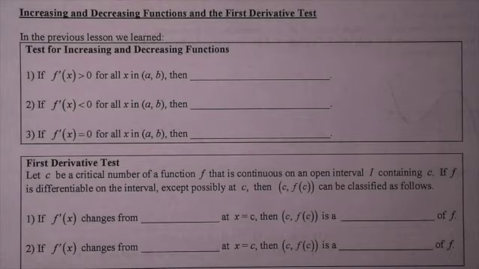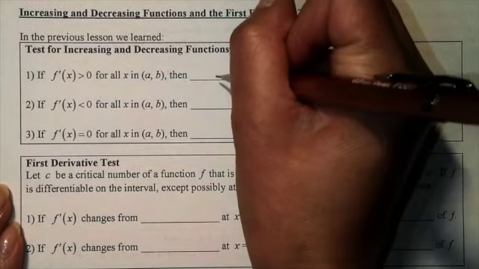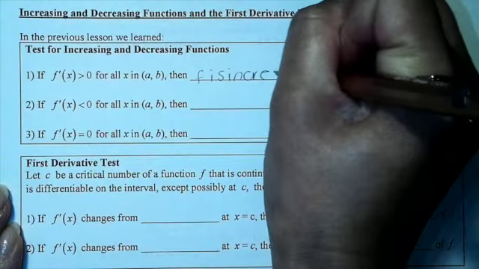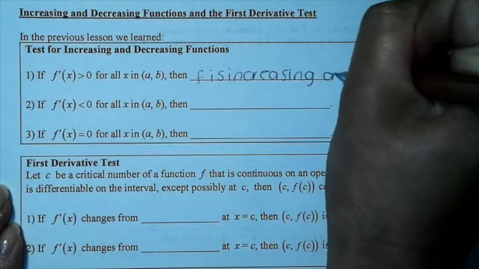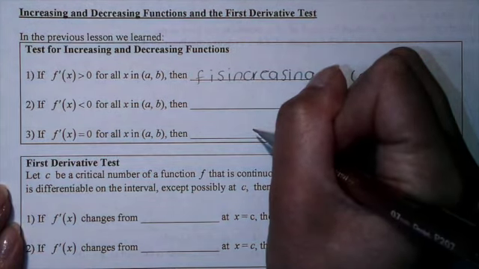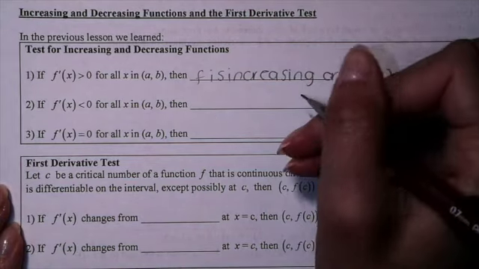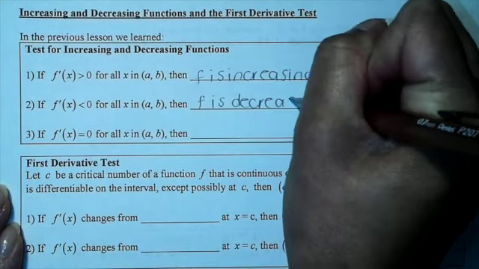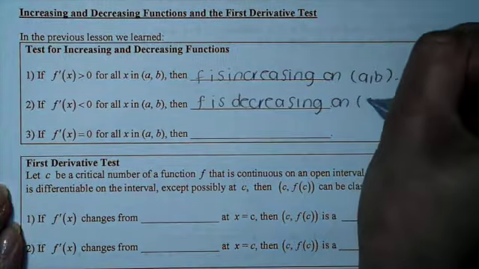Hi guys, today we're going to learn about increasing and decreasing functions and the first derivative test. In the previous lesson we learned the test for increasing and decreasing functions that says if f prime of x is greater than 0 for all the x's inside the interval AB, then f is going to be increasing on this interval AB. Similarly, if f prime is less than 0 for all the x's inside the interval AB, then f is going to be decreasing on this interval AB.